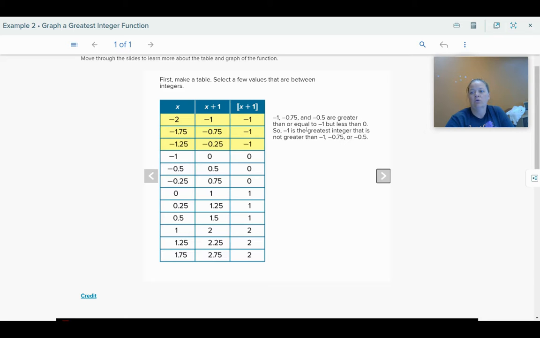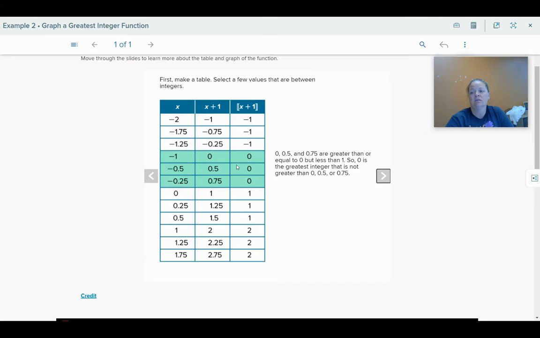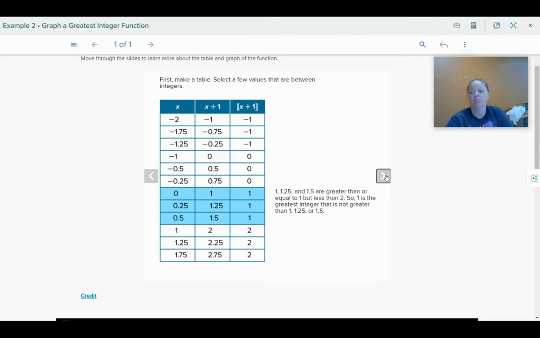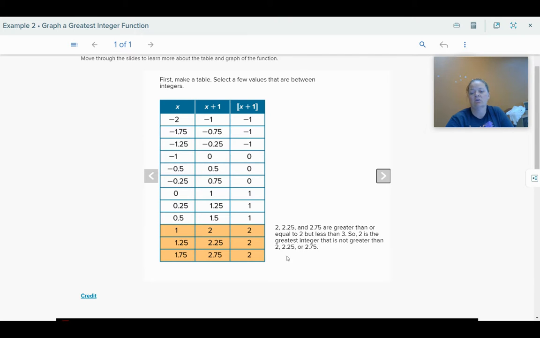The values are greater than or equal to negative 1, but less than 0. So negative 1 is the greatest integer that is not greater than negative 1, negative 0.75, or negative 0.5. Then in this section, they all go to 0. This section, they all go to 1. In this section, they all go to 2.